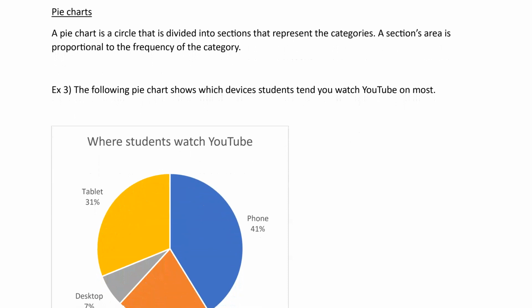Next up is one that usually everyone's familiar with, pie charts. So a pie chart is a circle that is divided into sections that represent the categories. A section's area is proportional to the frequency of the category. So all that means is that that section's area is going to be the same as the relative frequency, as in whatever percent of the total data it is, that's also the percent of the circle it's going to be. So if half the data was in that category, then half of the circle will be filled with that category.